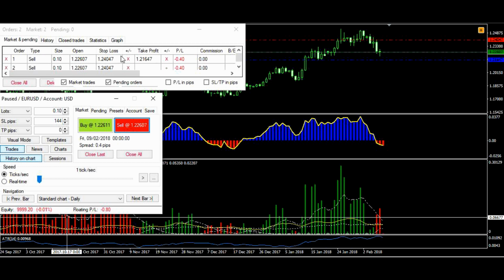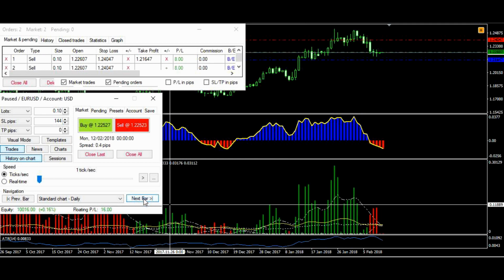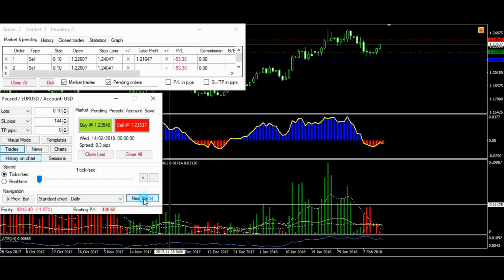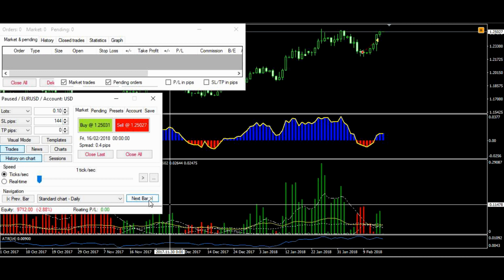I have both of them with the stop loss and one of them with a 1 ATR take profit. So let's see how it goes. So now I just advance, advance, advance. Oops, bummer. Okay, so that one, both of them stopped out. Okay, so we keep going.